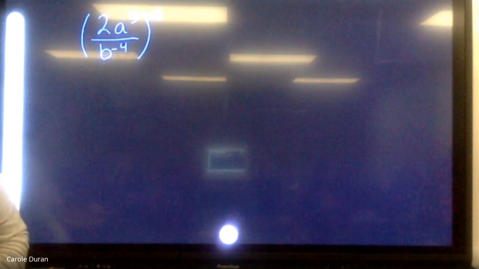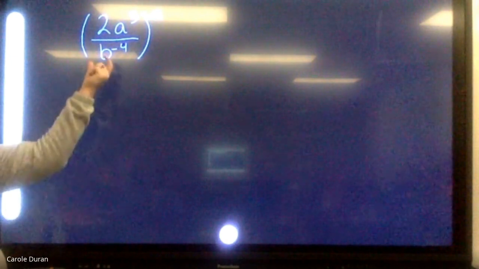Okay, so I have the quantity 2a cubed over b to the negative fourth, all raised to the negative 2 power. I want to try this. I'm pretty sure we did not do this one yesterday. Hold on one second, we're thinking about it. Wait, how do we do that?